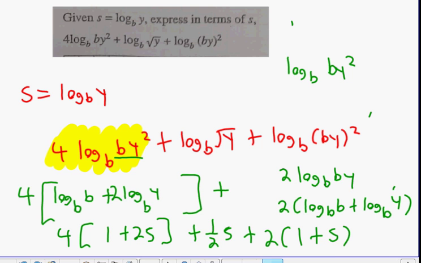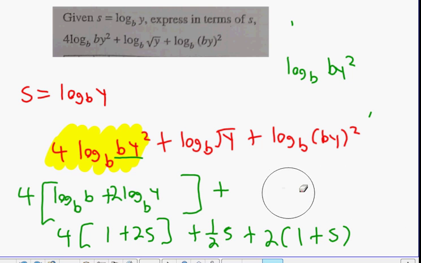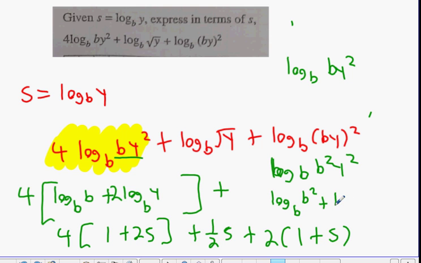The other way of doing this, which I've expanded upon earlier, was that you could have said it was log b squared y squared base b. You could have broken it up as log b squared base b plus log y squared base b. You could bring the 2's to the front, couldn't you? And that's 2 plus 2s, which is exactly what you're going to get underneath there. So many ways to do the log.